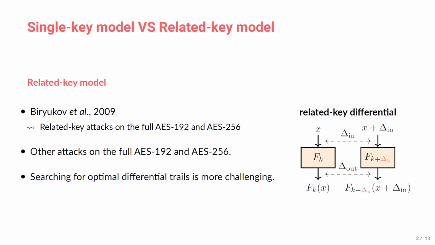But unfortunately, this proof doesn't work in the related-key model. In this model, the attacker can also insert differences in the key. And it was shown that AES is much weaker in this setting, with, for example, the discovery of an attack by Biryukov in 2001 against the full bigger versions of AES. So after the discovery of this attack, it was important to find the optimal trail in this setting, but it's more difficult because obviously the search space is bigger.